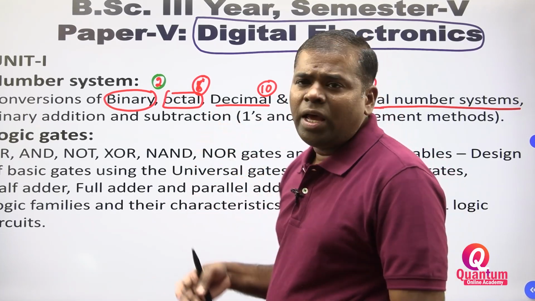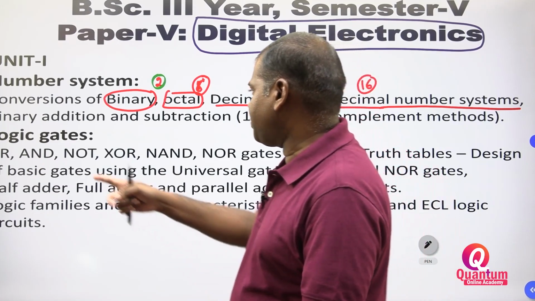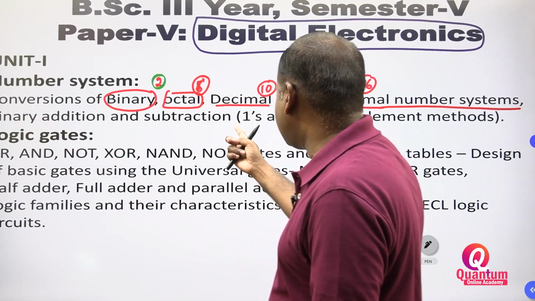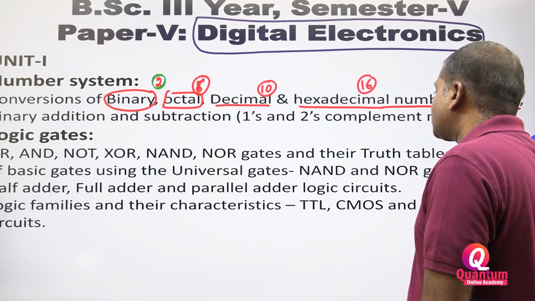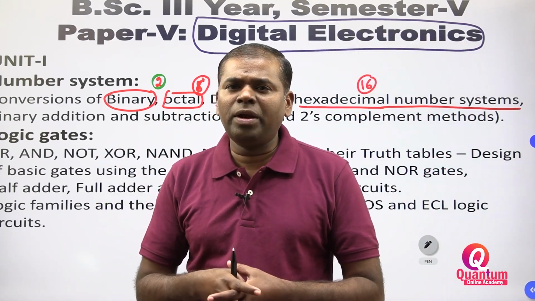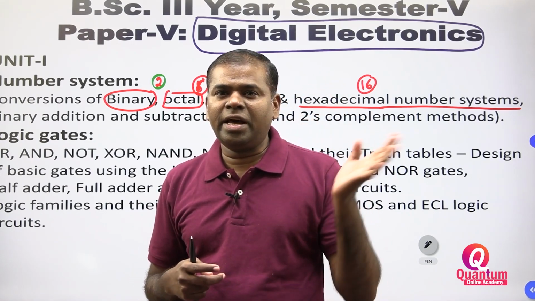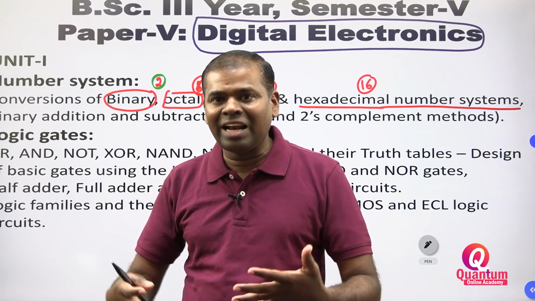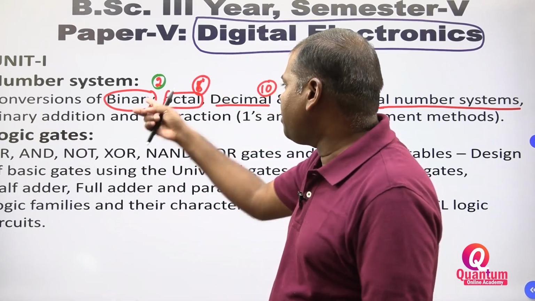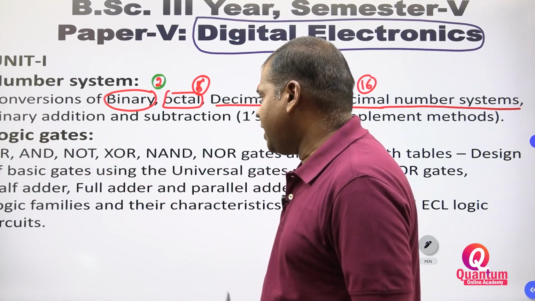It is very important and easy. Every computer is based on the hexadecimal system. Then binary addition, binary subtraction, ones complement and twos complement methods. So this is the number system, very simple. Maybe in degree first year also, the ACC paper is there, and in that paper also people will learn this unit number 1 by number system. Now the second one is the logic gates.